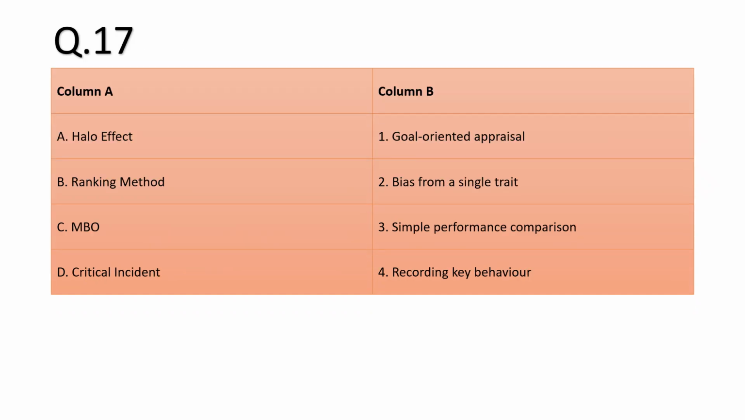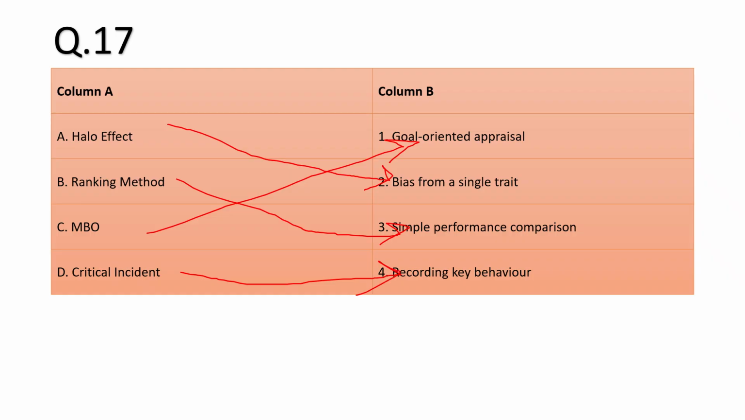Next is halo effect. What is it? It is bias from a single trait. Ranking method, simple performance comparison, MBO, goal oriented appraisal, and critical incident is recording key behavior.